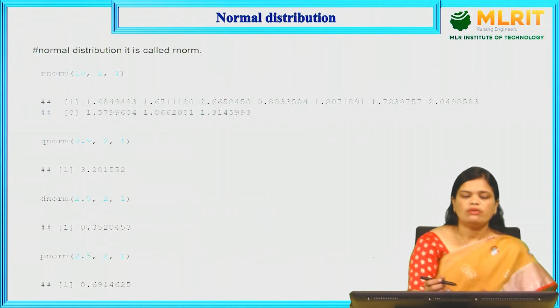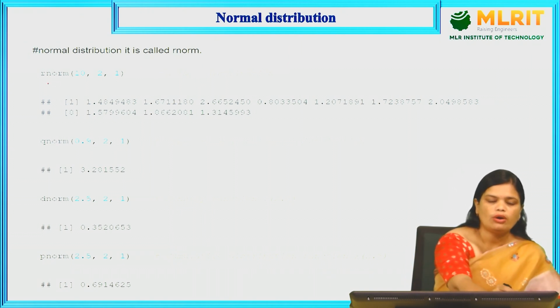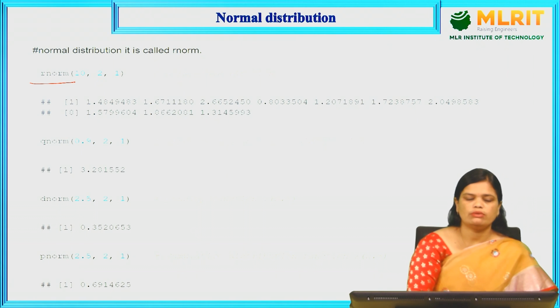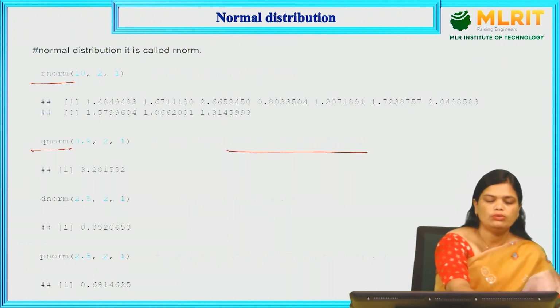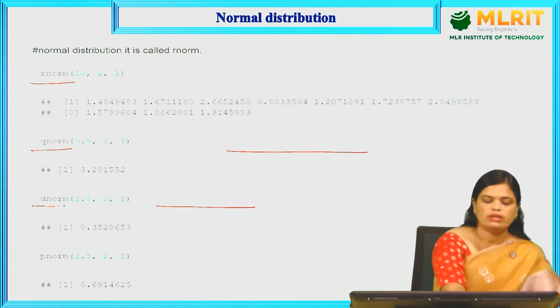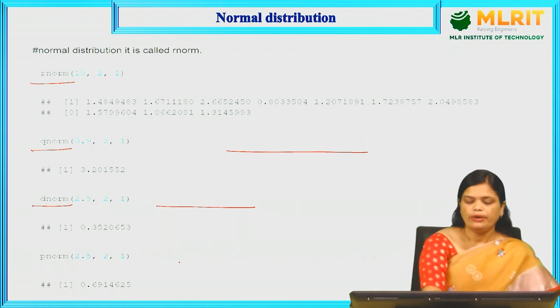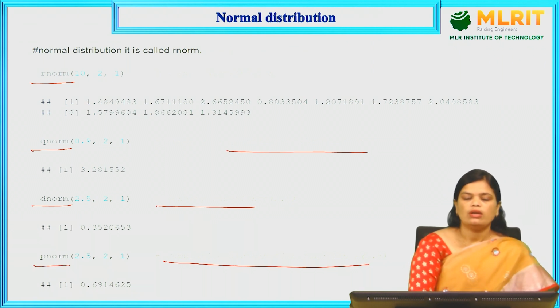If you want to generate numbers according to the normal distribution, the rnorm built-in function is used. For the quantile of the distribution, the qnorm function is used. For the density function, the dnorm function is used. For the cumulative distribution function, the pnorm function is used. So these built-in functions generate the data for us.